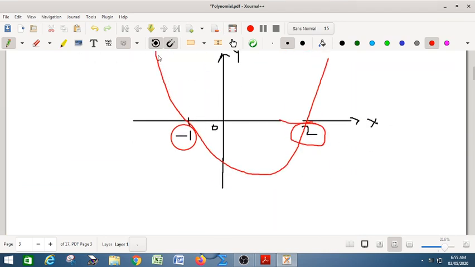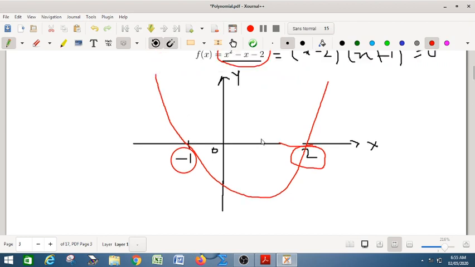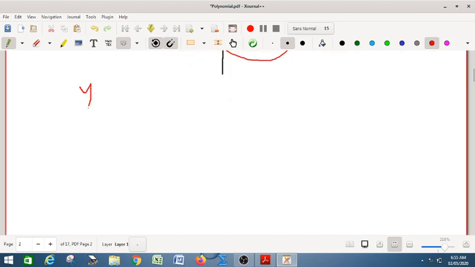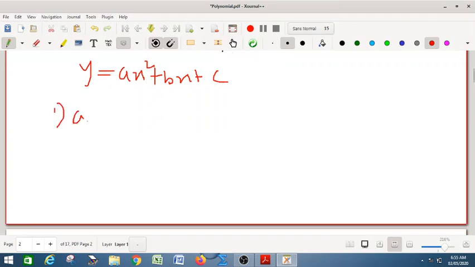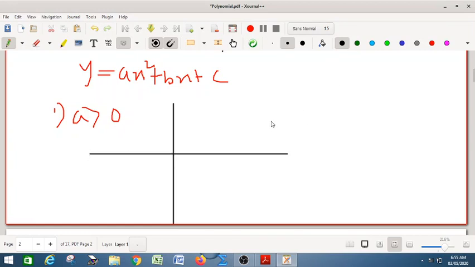So why is the nature of the curve like this? It's because, you see, I am talking in general about y equal to ax square plus bx plus c, this quadratic polynomial. So there are a few cases. Case 1, suppose a greater than 0, in that case draw the region. This is the region. So in this case your graph will be like this, and these are the zeros.